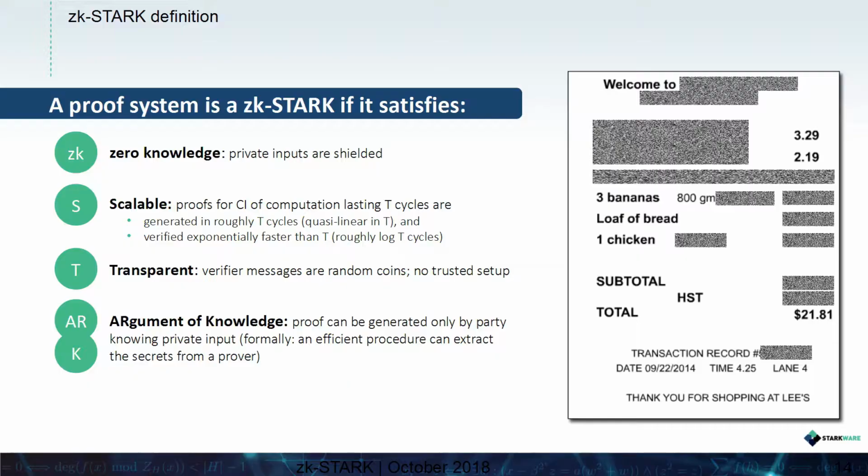So a proof system of computational integrity, we'll call it a zk-STARK if, when you open up its acronym, you have the attributes of a zk-STARK. So ZK is easy. It means that you can get zero-knowledge. Private inputs are shielded. Scalable is what we discussed earlier. It means that the proving time scales almost linearly in the time it takes to naively compute the base computation. And at the same time, simultaneously, verification is exponentially faster than t. That's the second attribute.